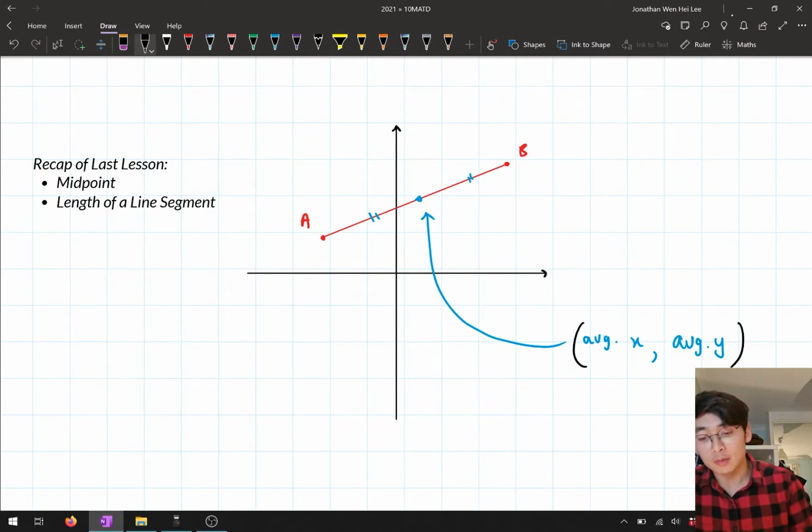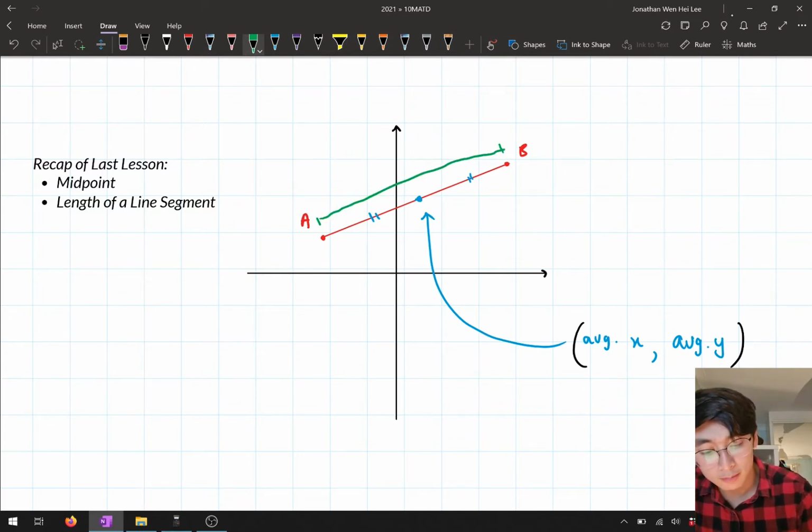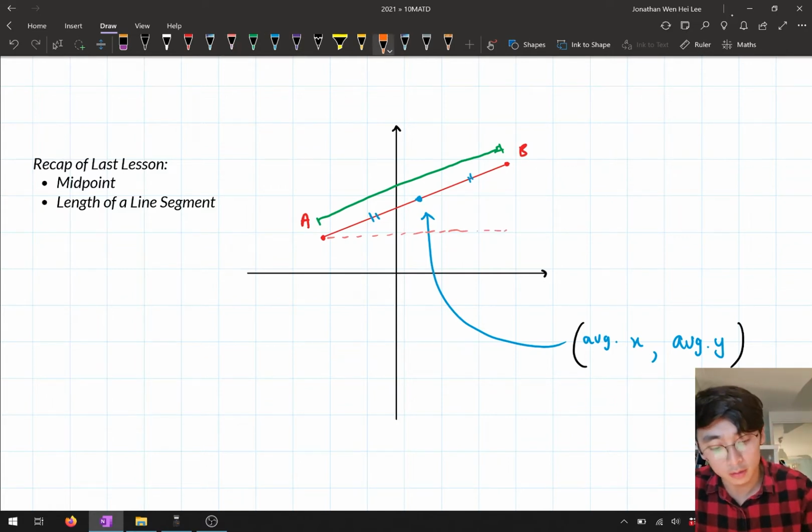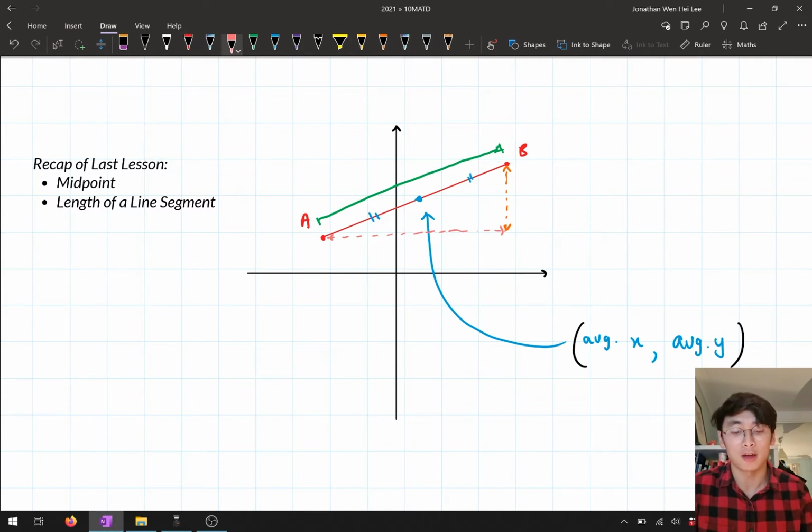Now, the other thing that we did was we looked at the length. The length was how long it is to get from A to B. And in order to do that, we noticed that we had to use Pythagoras' theorem. So we had to figure out how long it was horizontally between the 2 points and how long it was vertically between the 2 points as well. We had to find those two before we could use Pythagoras' theorem.